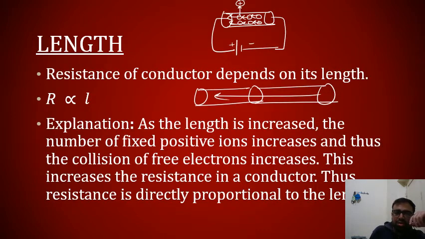So here I have written the explanation in the slide. As the length is increased, the number of fixed positive ions increases, thus the collisions of the free electrons increase. This increases the resistance in the conductor. Thus the resistance is directly proportional to the length. Okay, we will now see how the resistance depends upon the cross section area of the wire.